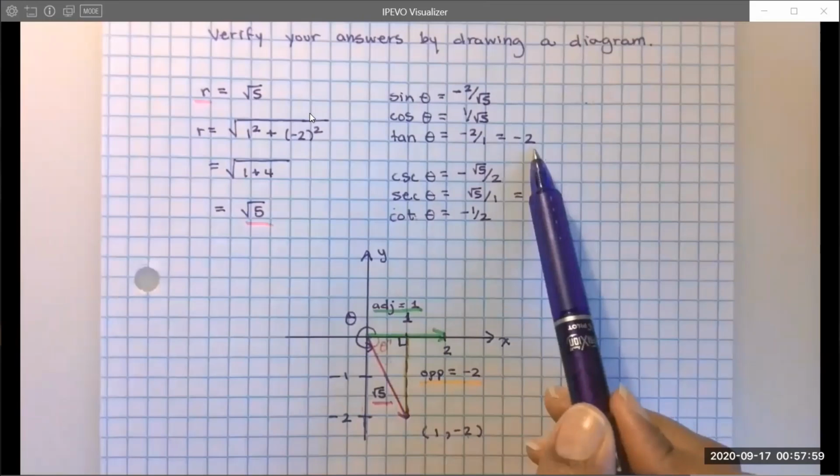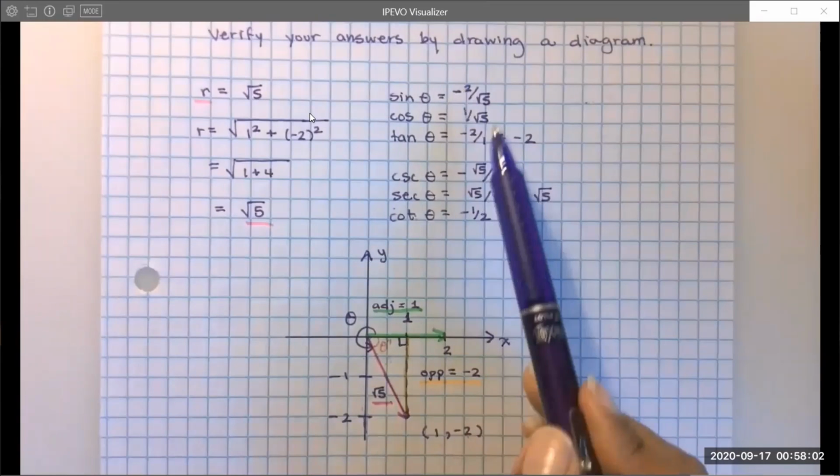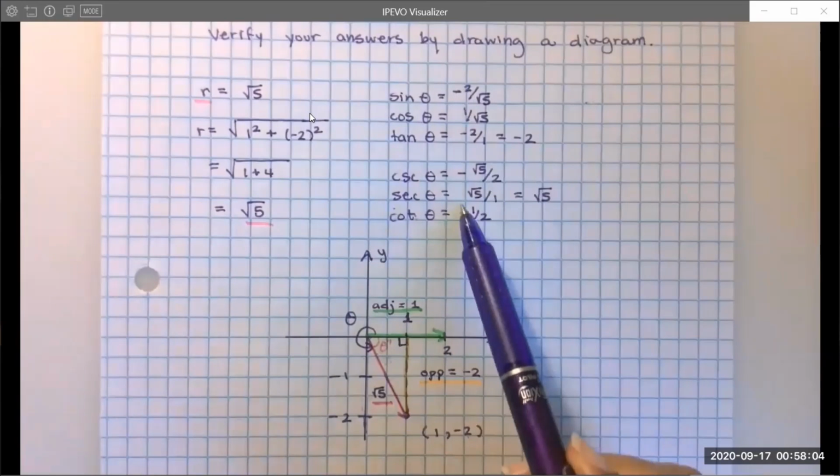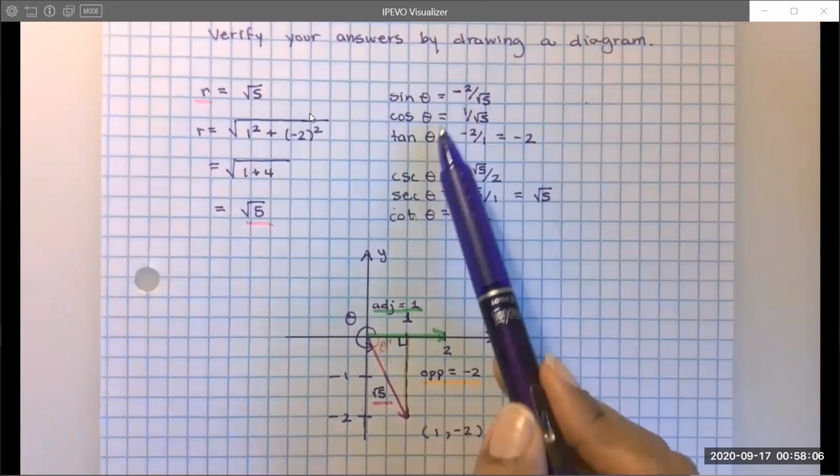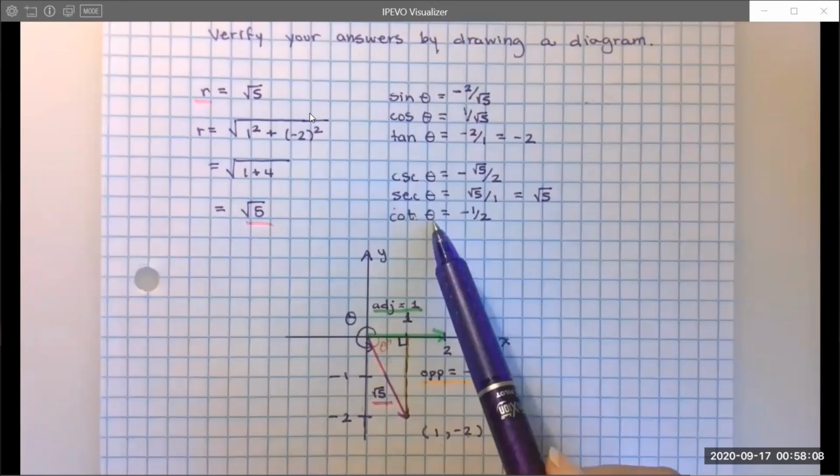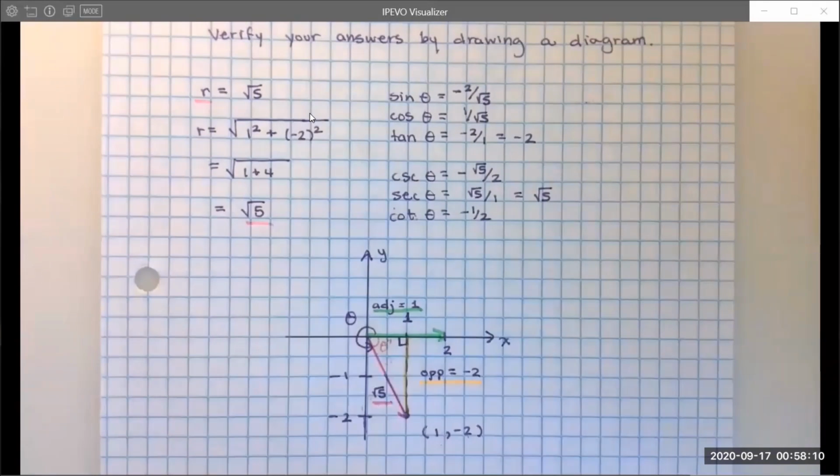Okay, so these first 3 agree, which means that these last 3 are also going to agree because we just flipped sine, cosine, tangent to get these last 3. Okay, so it's agreeing with our diagram, which means we've done it correctly. Okay, more than likely have done it correctly. So questions up to that point?